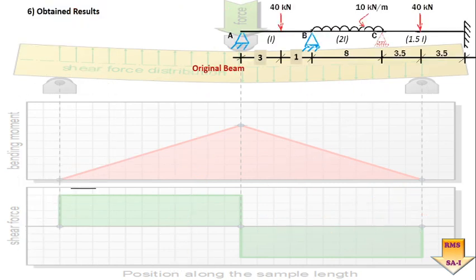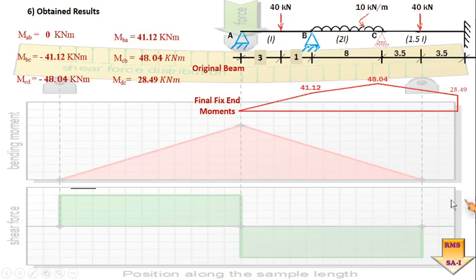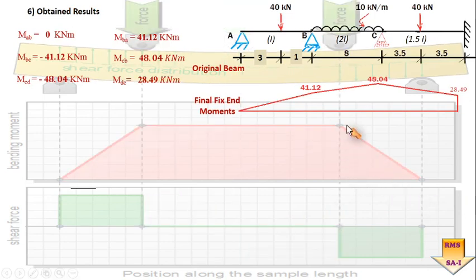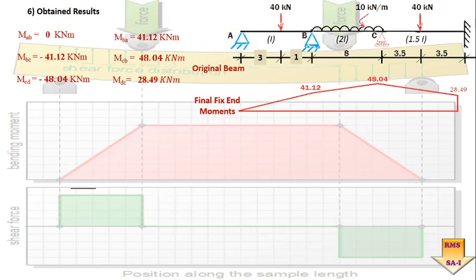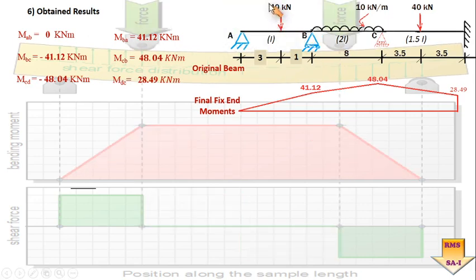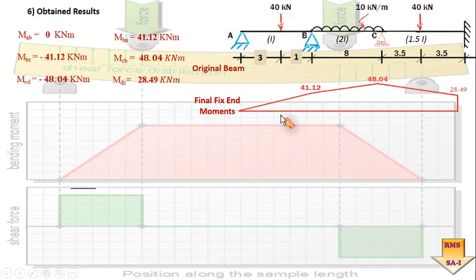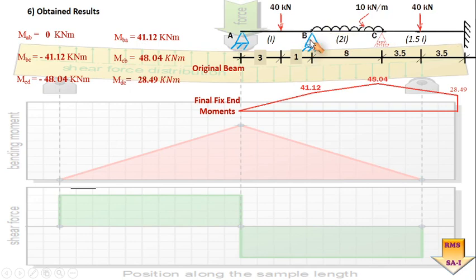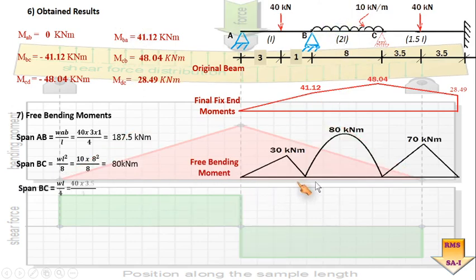Now here we can see the obtained results, and from that I have constructed a new diagram, that is the final fixed bending moment diagram. Now the next job is to construct another, the free bending moment diagram, considering an individual span and selecting the standard case. For finding out the free bending moment, we are going to work out the values of free bending moment for the individual span.